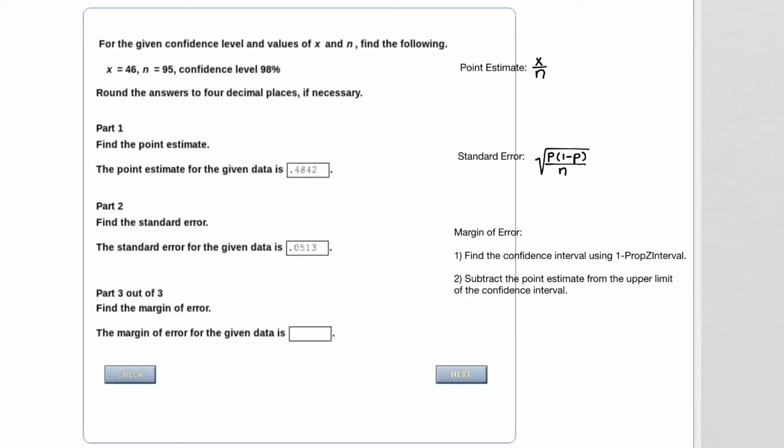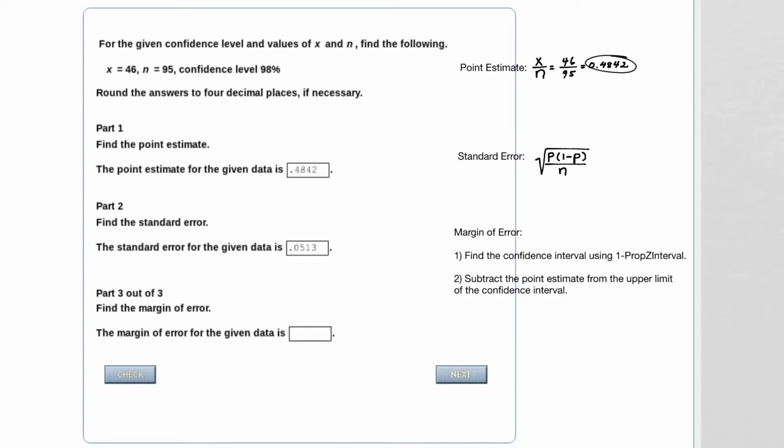For this problem, we are given a confidence level and values of x and n, and we're asked to find first the point estimate, and the point estimate is the x value over the n value. So in this case, that would be 46 over 95, and when you put that in your calculator to get a decimal, that turns out to be 0.4842. So that's your answer for part A, or part 1.